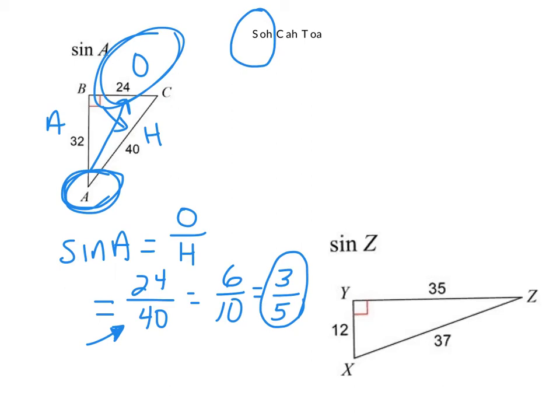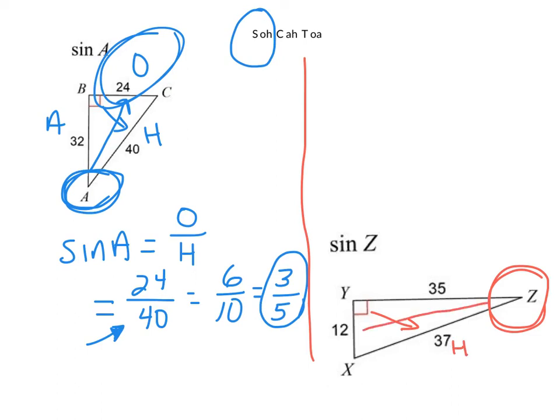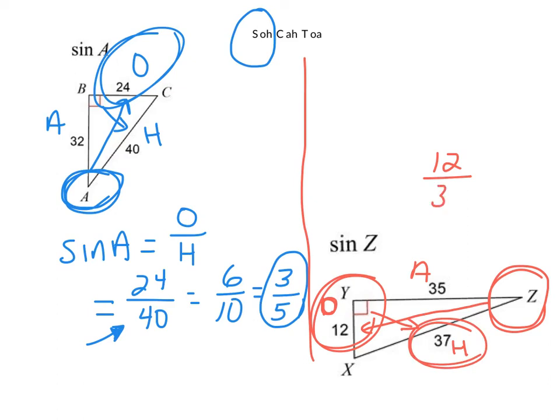All right, let's take a peek down here at this one. So this one they're asking us for the sine of Z. So Z is our reference angle. Go to label. 37 is the hypotenuse. 12 is my opposite. And the third side is my adjacent. Sine is opposite over hypotenuse. My opposite is already labeled, so I know that it's 12 on top. My hypotenuse is already labeled. I just got to plop that number in. 37 can't reduce with 12, so I am done with that problem.